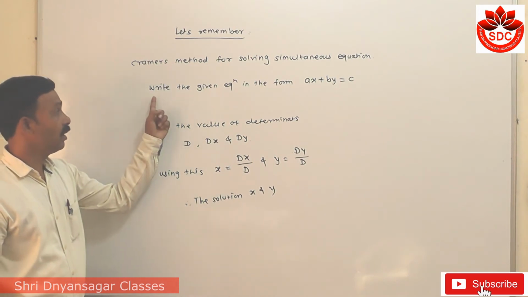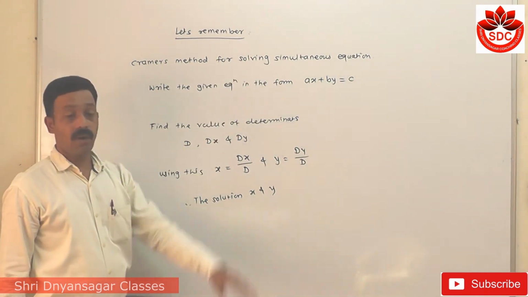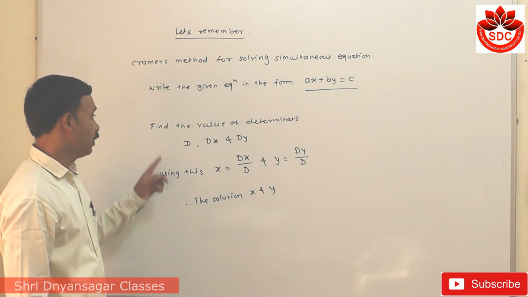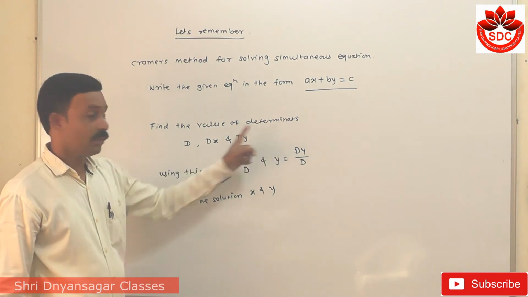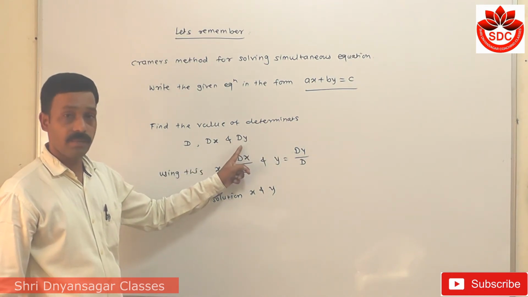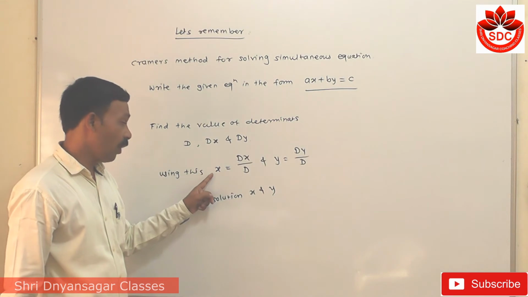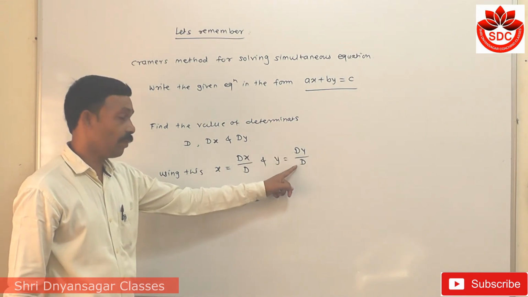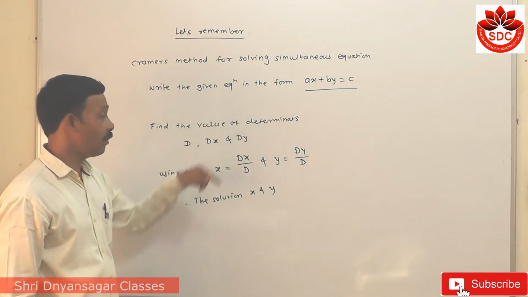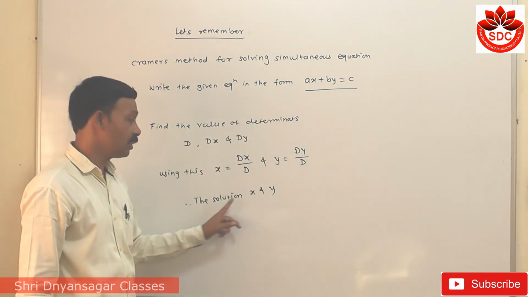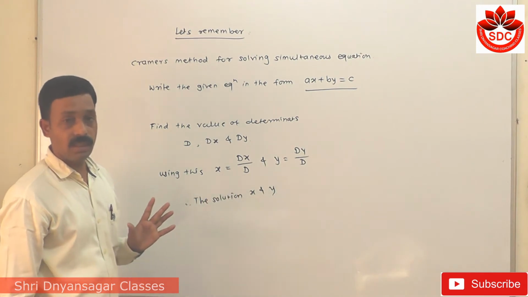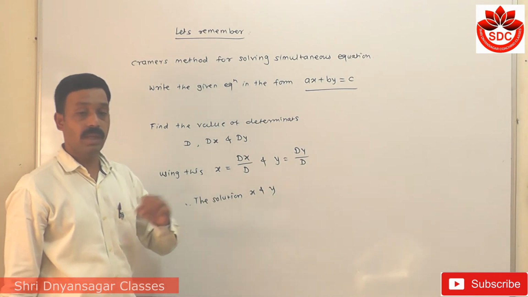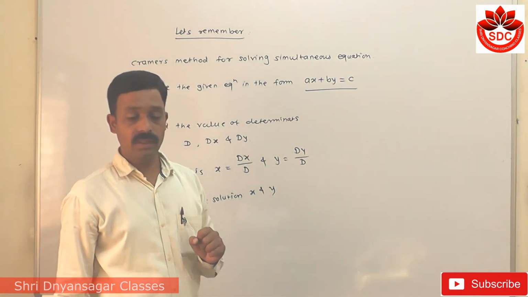That means the first step is to write the equation in the form ax plus by is equal to c. Then find the values of the determinants, that is D, Dx and Dy. We use this formula, x is equal to Dx upon D and y is equal to Dy upon D, for solving this simultaneous equation, meaning the solution is x and y. Can you understand this? This is the determinant method. How to use this? We take examples to solve using this determinant method.